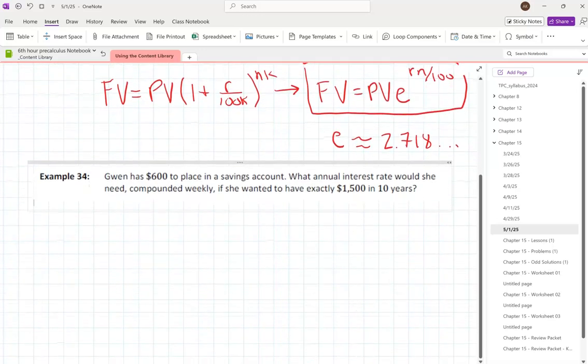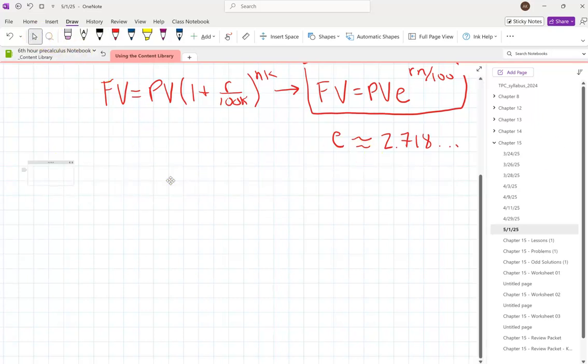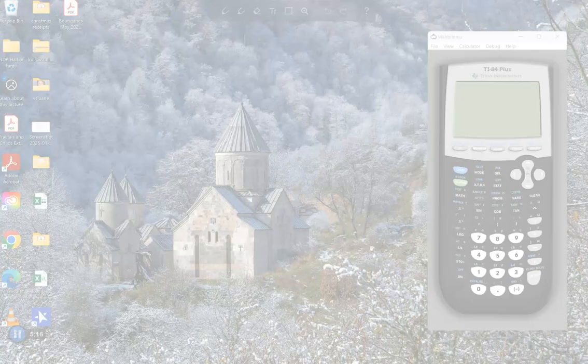All right, so let's do an example here. It says that Gwen has $600 to place into a savings account. What annual... Oh my goodness. I'm in the wrong spot. This is not what I meant to put in. We did this problem already. Bloop. That's the one I want. Okay. My apologies. That's better.